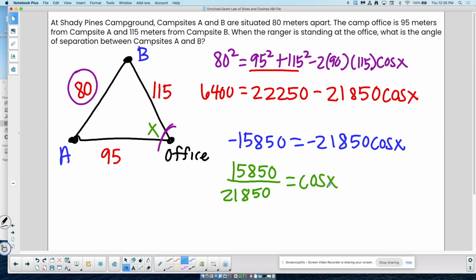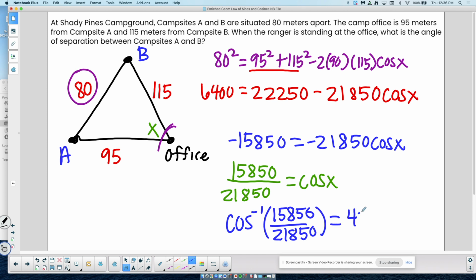How do we get x alone? We take the inverse. That is approximately 43.49. So 43.5 should be our angle measure. This guy right there. Oh, my picture's not accurate, maybe more obtuse than what I have, but that's okay.